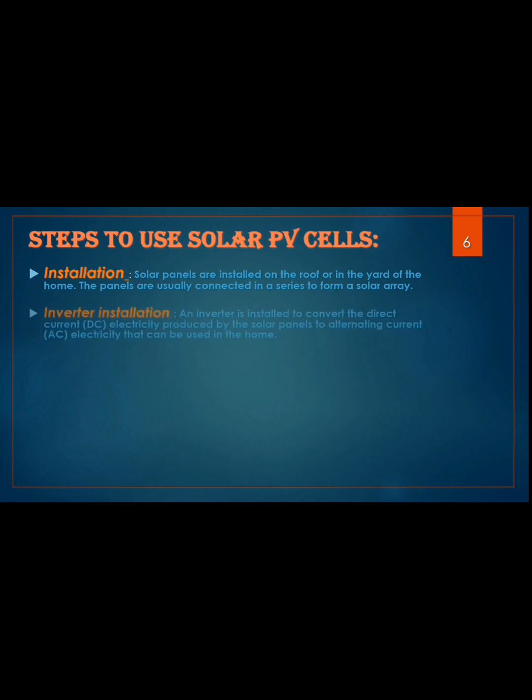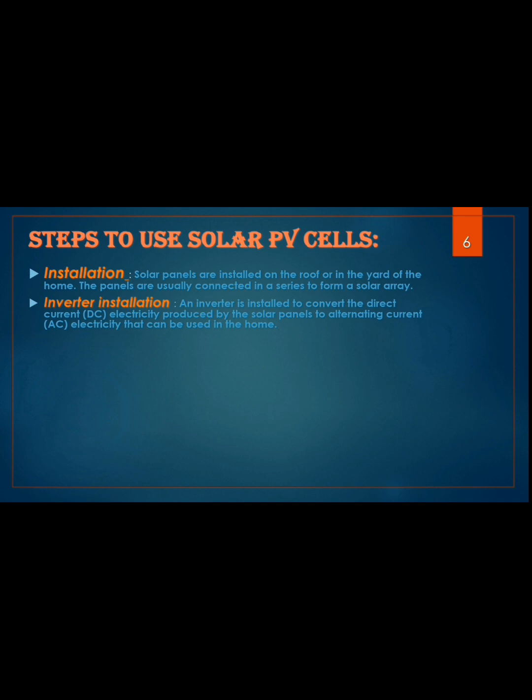Then step number 2, the inverter installation. An inverter should be installed in the home for converting the direct current electricity coming from the solar panel to alternating current electricity, and then only the electricity can be used for the home appliances, because home appliances require lower voltage power, that's why they only require alternating current electricity. And inverter installation is the most important step in using solar PV cells.